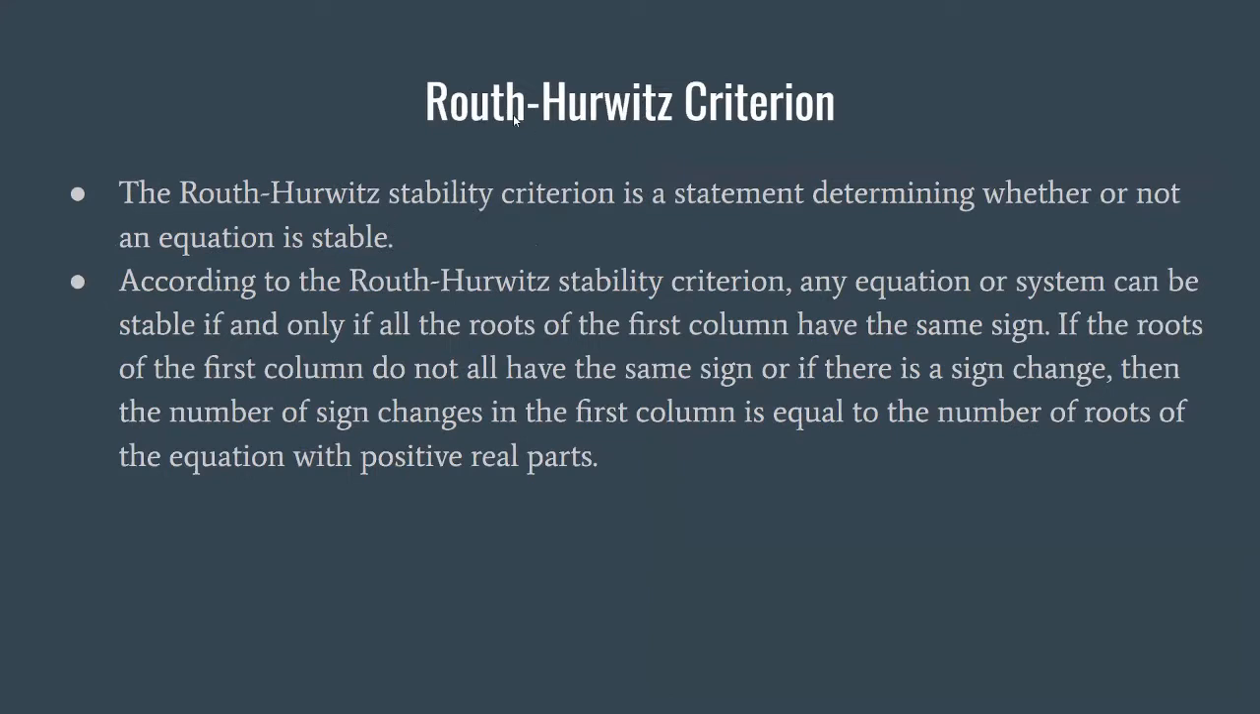Okay, now the Routh-Hurwitz Criterion. The Routh-Hurwitz stability criterion is a statement determining whether or not an equation is stable. According to the Routh-Hurwitz stability criterion, any equation or system can be stable if and only if all the roots of the first column have the same sign. If the roots of the first column do not all have the same sign, or if there is a sign change, then the number of sign changes in the first column is equal to the number of roots of the equation with positive real parts.